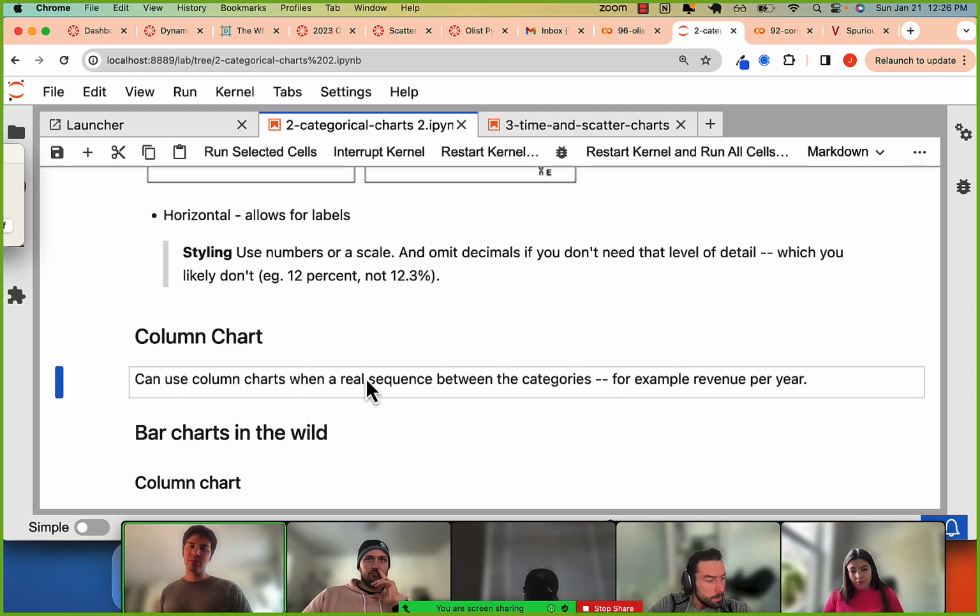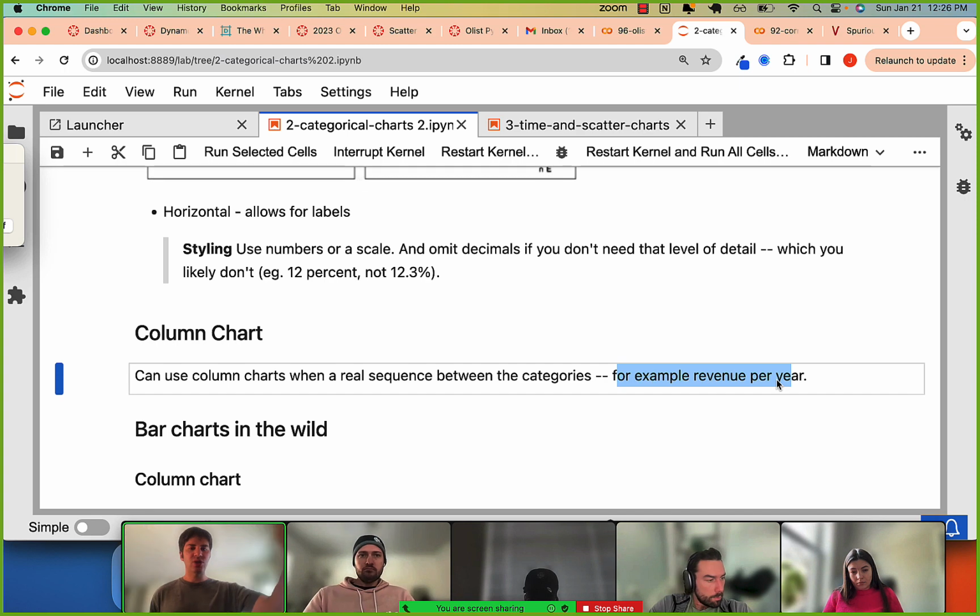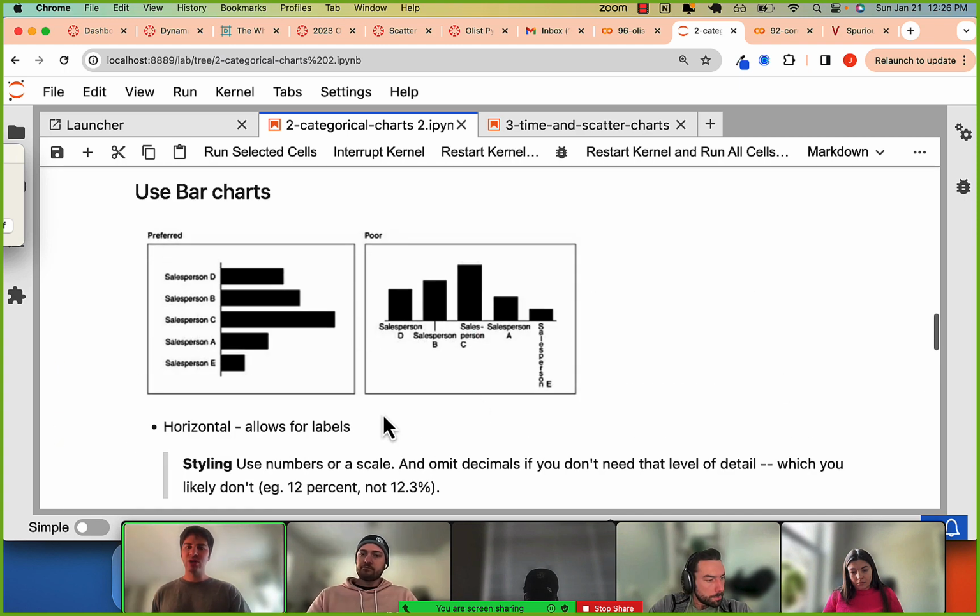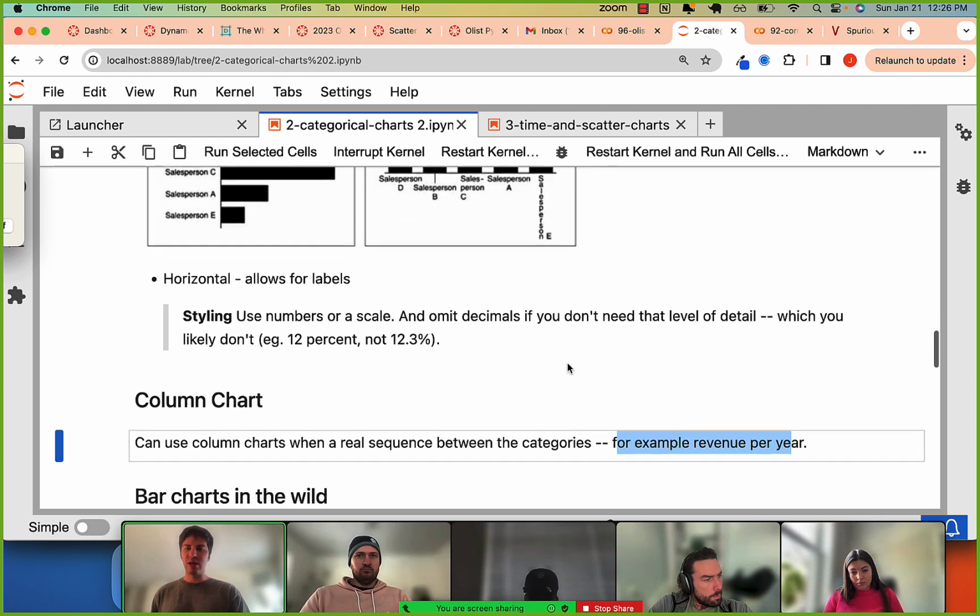Obviously there are column charts, but what I say is you can use column charts when there's a real sequence between the categories. For example, revenue per year would be an example of that, right? It's sequential, one year after the other, and you just read things left to right, as you know. So when you really care about that sequence and it's implying something, that's when column charts come in handy.